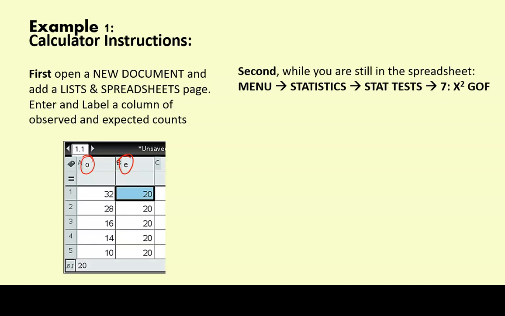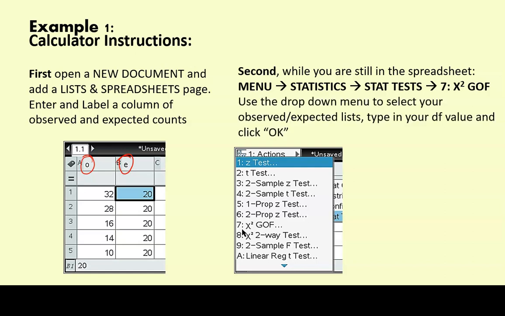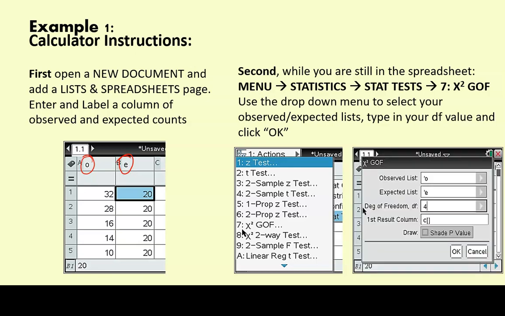Okay, the next thing you're going to do, while you're still in this spreadsheet, is go Menu, Statistics, Stat Tests, and you're going to choose number 7, the chi-squared goodness of fit test. The chi-squared goodness of fit test is the one that looks like GOF, G-O-F, goodness of fit. So I'm still in that same spreadsheet, but I've pressed Menu and then Statistics and Stat Tests, which I believe are usually 4 and 4 in this particular menu. When you press that goodness of fit test and hit enter, it's going to ask you to choose your observed list, your expected list, and you're going to have to type in your degrees of freedom.